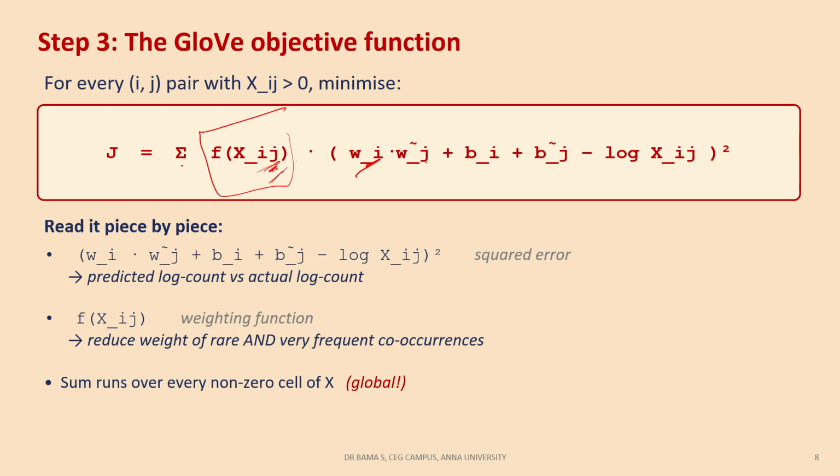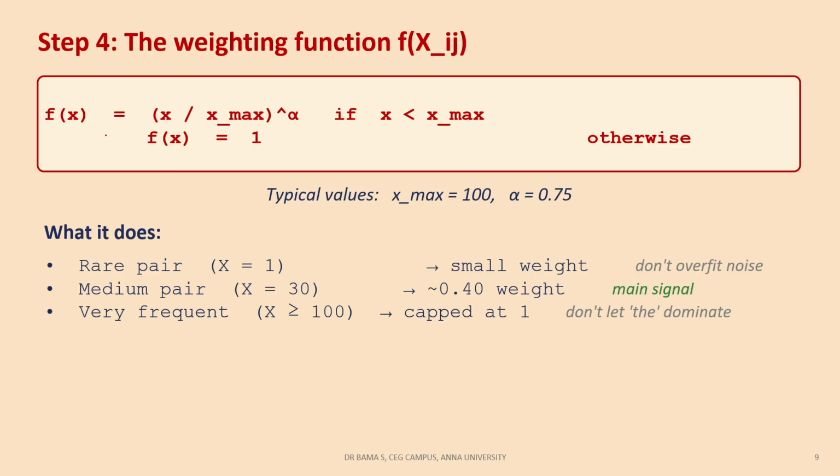So, this runs across the entire matrix, so it is a sum. This is the f(x) that we are talking about. This portion is what we are looking at now. It is given by (x / xmax) raised to the power alpha, where typically alpha is 0.75 and xmax is 100, the maximum number of times it occurs. It is some estimated value, and we will take it as 100. So if x is less than xmax, we take the value (x / xmax)^alpha; otherwise, f(x) is equal to 1.